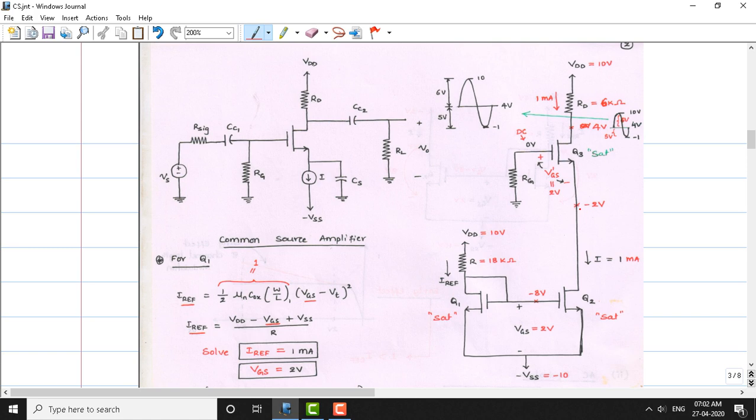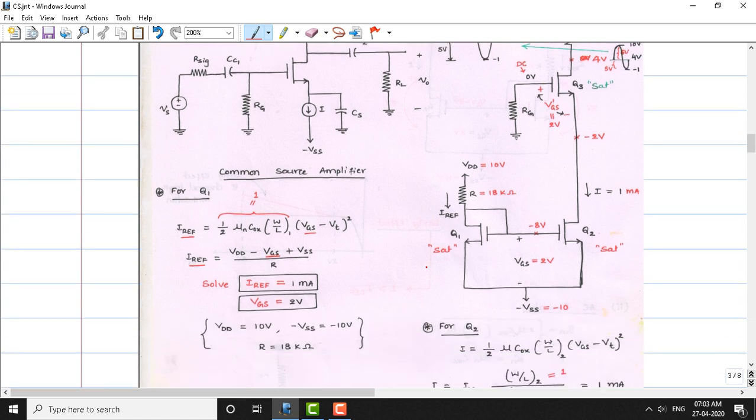Earlier we showed a current source going straight to minus VSS. Now we have expanded this current source with a current mirror circuit here. Now let's assume a few values and try to calculate voltages and currents in each branch. Let's assume that half times mu n times COX times W by L for the Q1 transistor is equal to 1, and this is multiplied with VGS minus VT whole squared, because we assume that this transistor is going to operate in the saturation region.